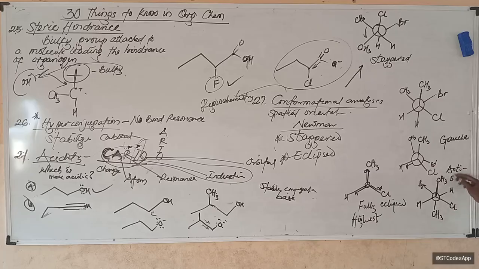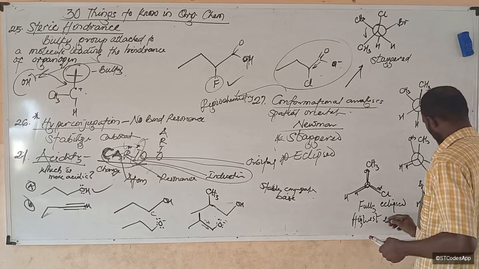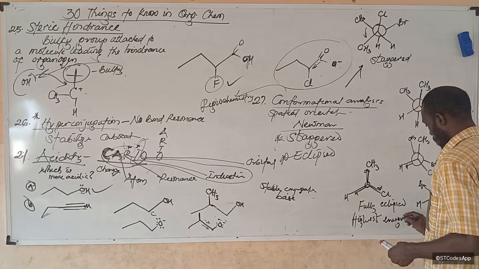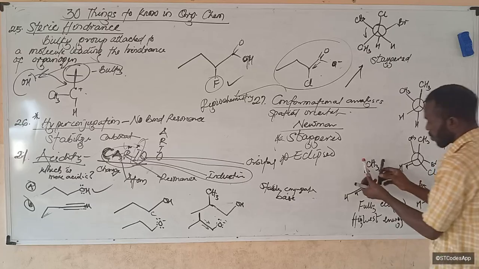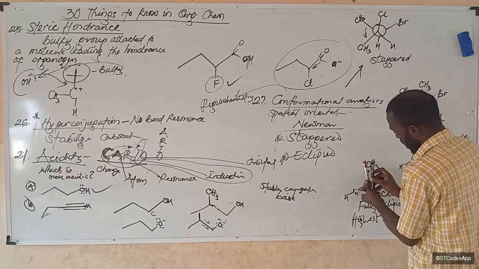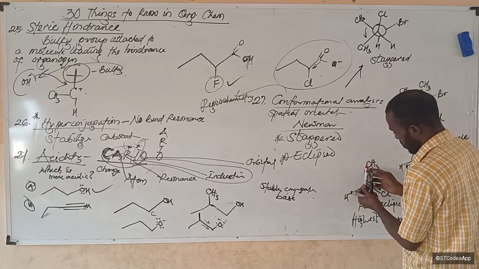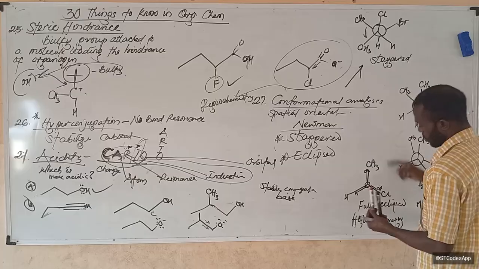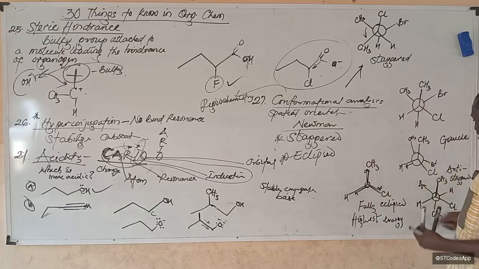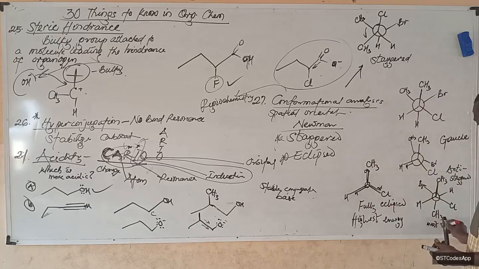So this is the lowest energy that this molecule can have. But this is the highest energy state that it can have. Why? Because they'll be interacting here, and electrons will be repelling. And this is not stable. This will not be as stable as this. So this will be the most stable conformation.